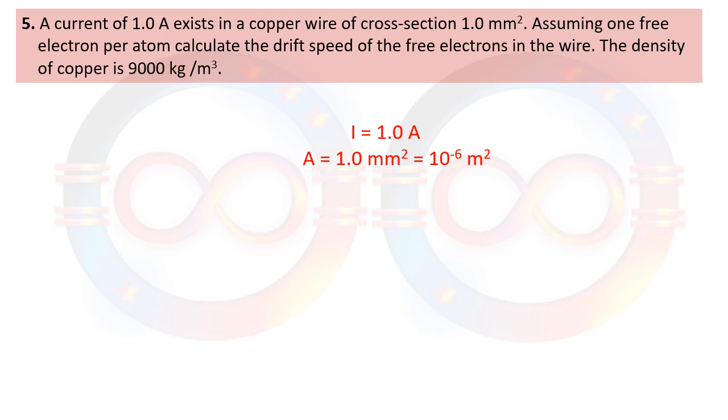And the next part is saying assume 1 free electron per atom. Calculate the drift speed of the free electron in the wire. The density of copper is given as 9000 kg per meter cube.